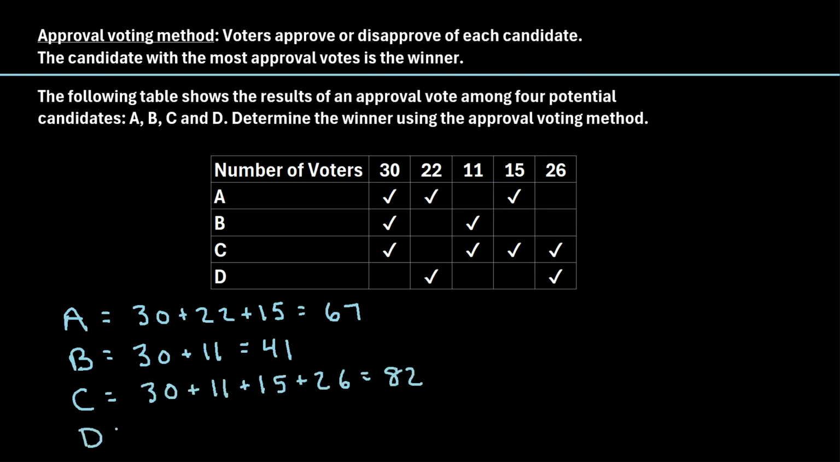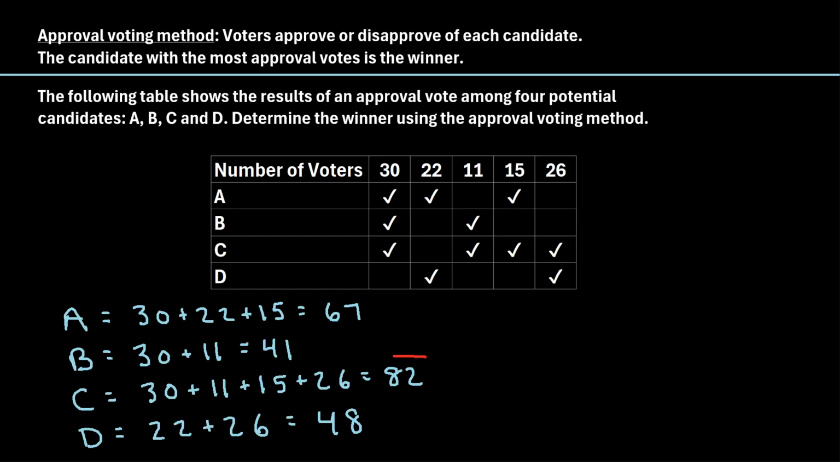And then lastly, we can find the approval votes for D. We can see in this column and this column, this is where candidate D was approved of. So the total number of approval votes would be 22 plus 26. So candidate D had a total of 48 approval votes.